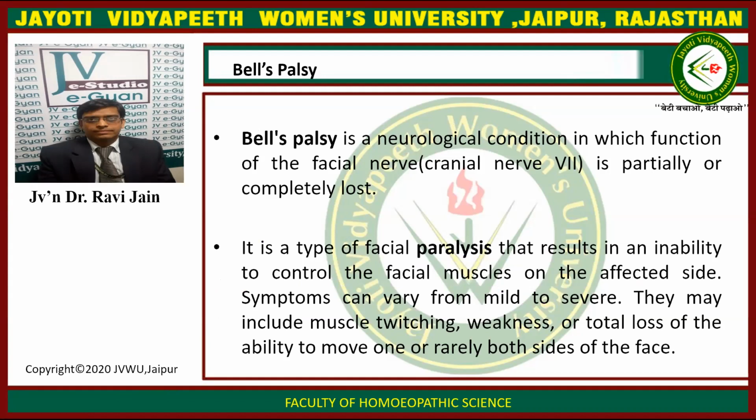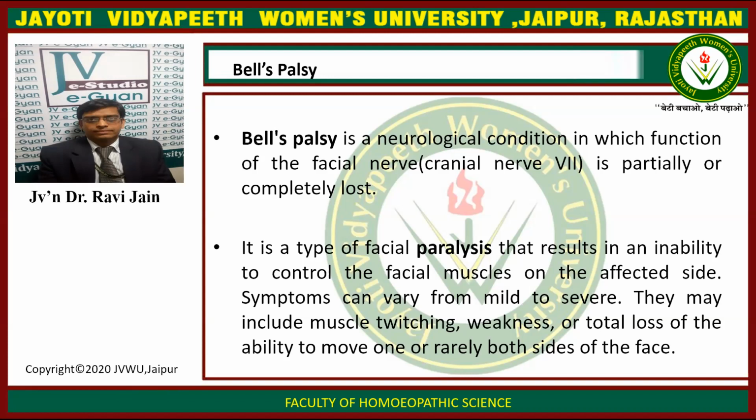What is Bell's palsy? Bell's palsy is a neurological condition in which the function of the facial nerve, cranial nerve 7, is partially or completely lost. Due to this, the muscles supplied by this nerve lose their function, and there will be loss of tonicity. It is a type of facial paralysis that results in an inability to control the facial muscles due to the loss of function of the facial nerve.